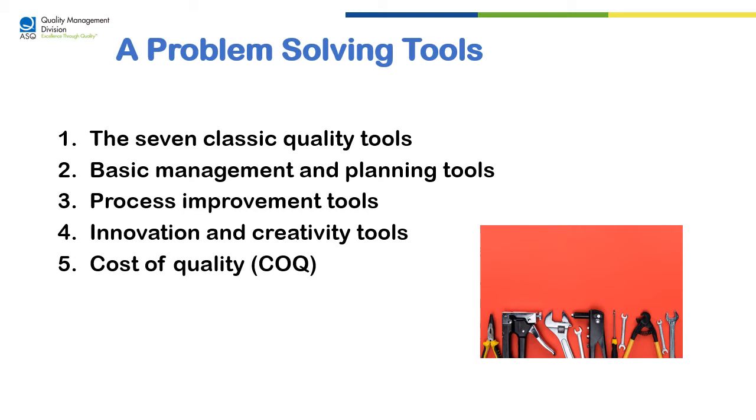The 7 classic tools include Pareto charts, cause and effect diagrams, flow charts, control charts, check sheets, scatter diagrams, and histograms. The basic management and planning tools go on, and they involve affinity diagrams, various tree diagrams, process decision program charts, matrix diagrams, prioritization matrices, interrelationship digraphs, often called relationship diagrams, and activity network diagrams.